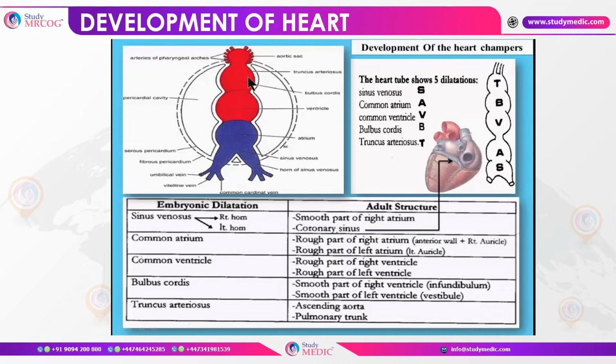The bulbus cordis is going to later on form the smooth part of the right ventricle, which is the infundibulum, and the smooth part of the left ventricle, which is the vestibule. The truncus arteriosus is the origin of the pulmonary trunk and the ascending aorta.